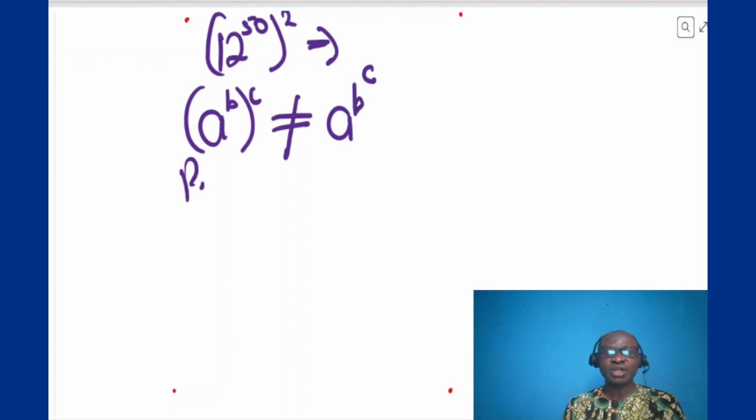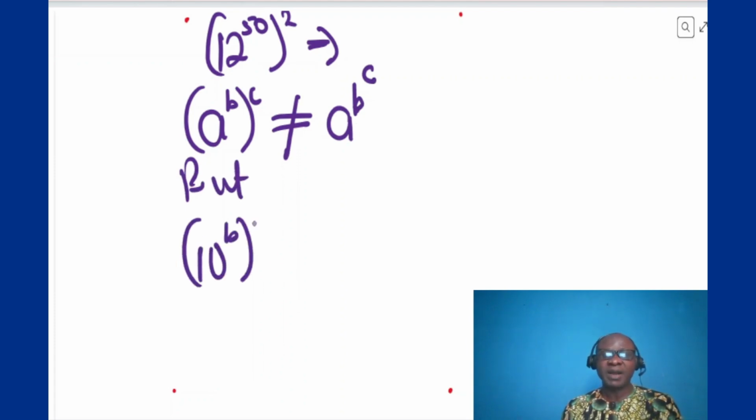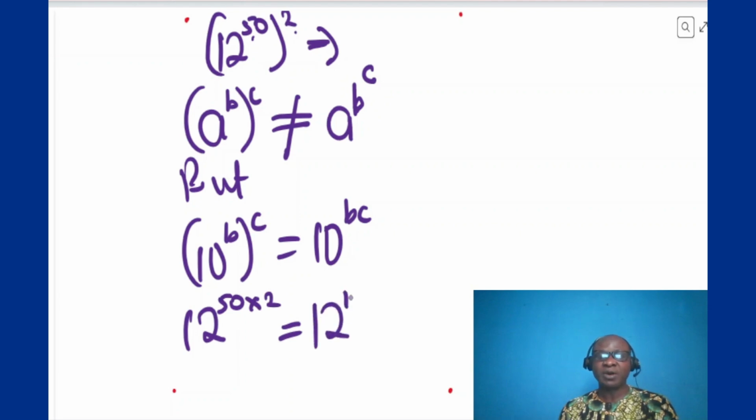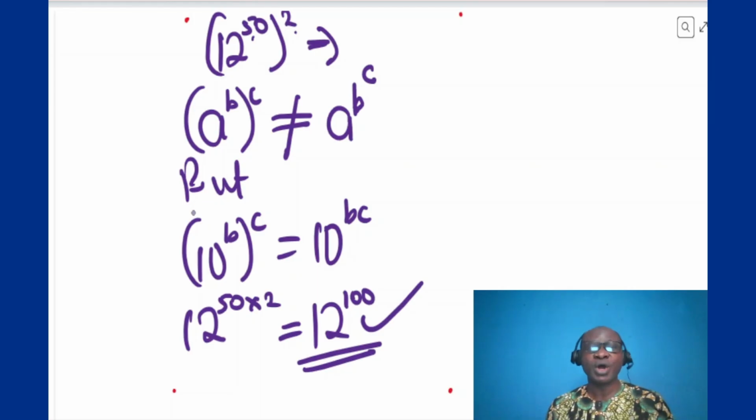No, but it is A to the power of B, all to the power of C, is equal to A to the power of B multiplied by C. That is why Liam's answer was wrong. So instead of Liam doing 50 raised to power 2, he should have done 50 multiplied by 2. Therefore, the right answer is going to be 12 to the power of 50 multiplied by 2, which is equal to 12 to the power of 100. This is what should be the answer, and that is why Liam was wrong.